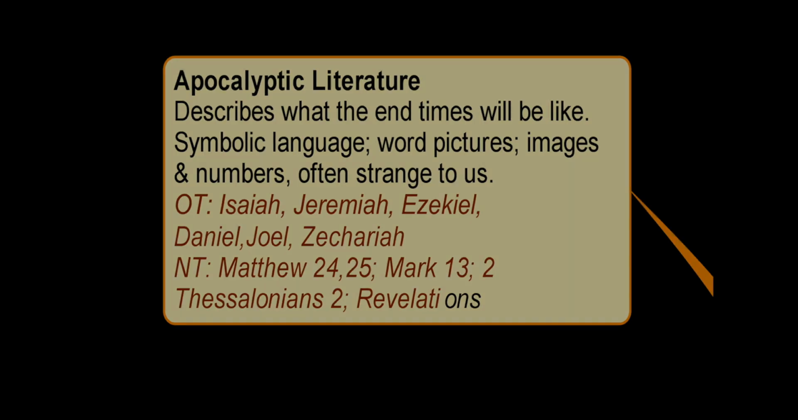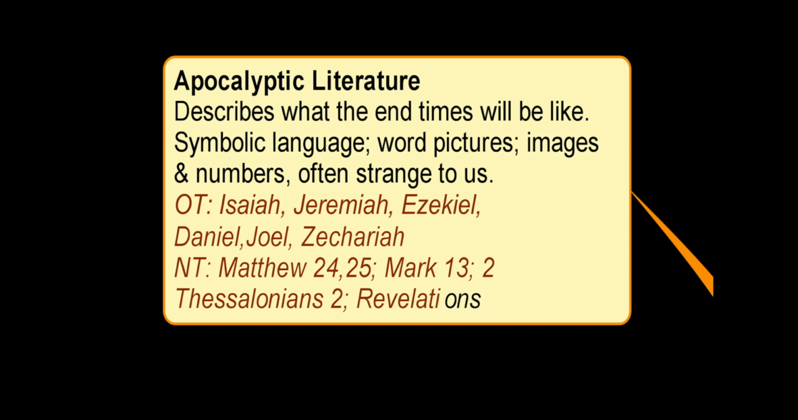Finally, we come to the apocalyptic literature. It describes what the end times will be like. It describes the end times using symbolic language, word pictures, images, and numbers, often strange to us. And the books include, in the Old Testament, Isaiah, Jeremiah, Ezekiel, Daniel, Joel, and Zechariah. In the New Testament, Matthew, especially chapter 24 and 25, Mark chapter 13, 2 Thessalonians, and Revelation.